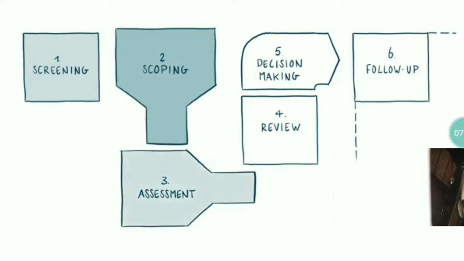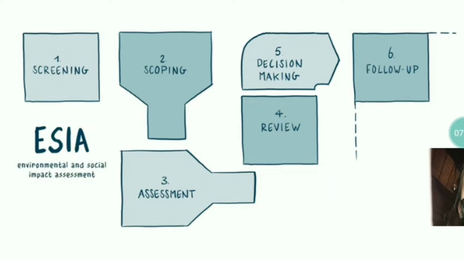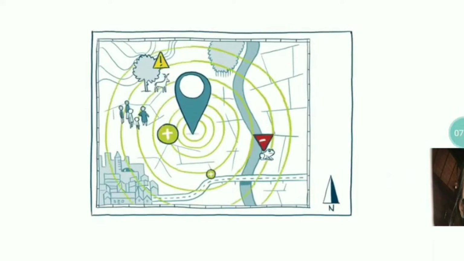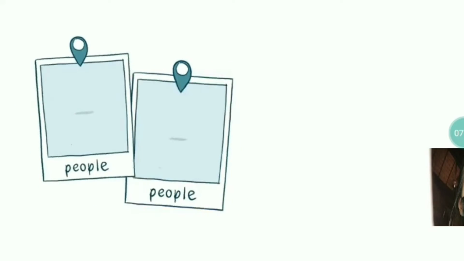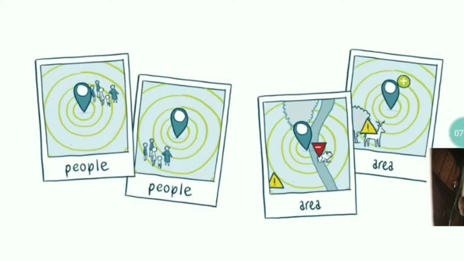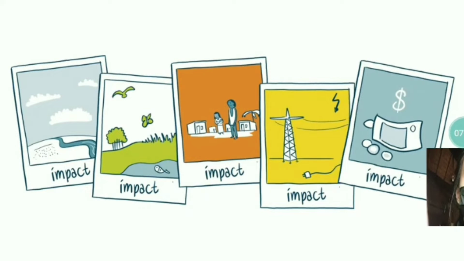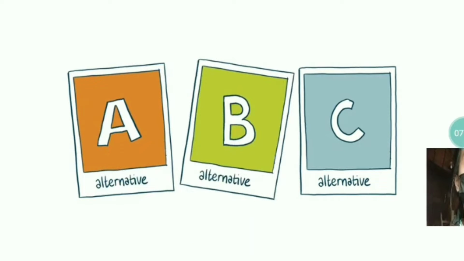Scoping is a critical step in an environmental and social impact assessment, or ESIA. After determining that an assessment is needed during screening, scoping aims to identify the issues that really matter. Typical questions asked during scoping include: what does the project aim to achieve? What people and what area will be affected? How will stakeholders be involved? What are the potential impacts? Are there alternatives that have environmental and social advantages?